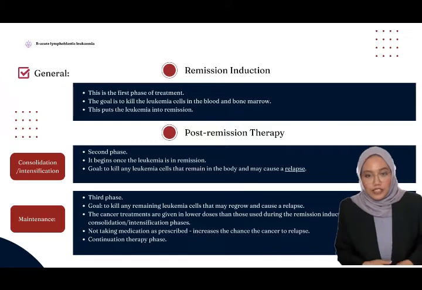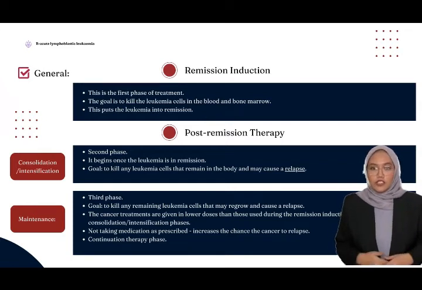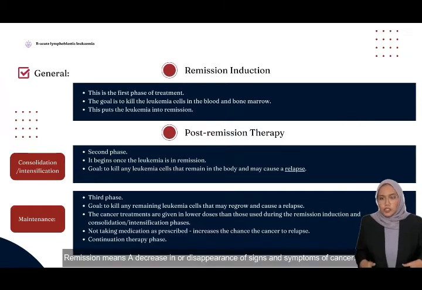Generally, there are 3 phases in treating B-ALL in pediatric patients. The first phase is remission induction. This phase's goal is to kill the leukemia cells in the blood and bone marrow. This puts the leukemia into remission. Remission means a decrease in or disappearance of signs and symptoms of cancer.